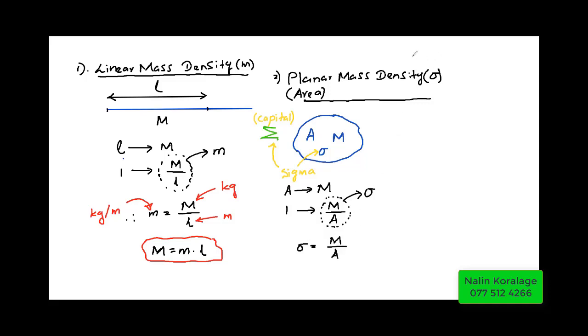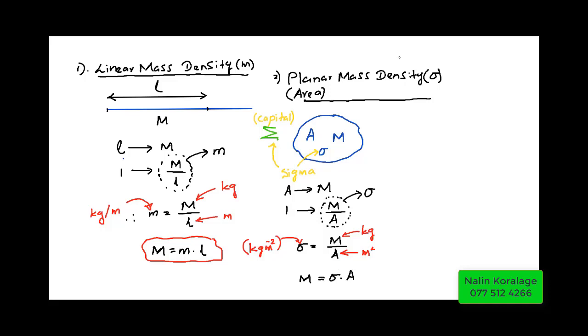Time to apply the units now. The mass is measured in kilograms, no problem, and the area is measured in meters squared. So therefore, the planar mass density or the area mass density is measured in kilograms per square meter. Okay, that's it. So let's say I'm going to make capital M the subject. Capital M is equal to sigma multiplied by capital A, sigma dot capital A.